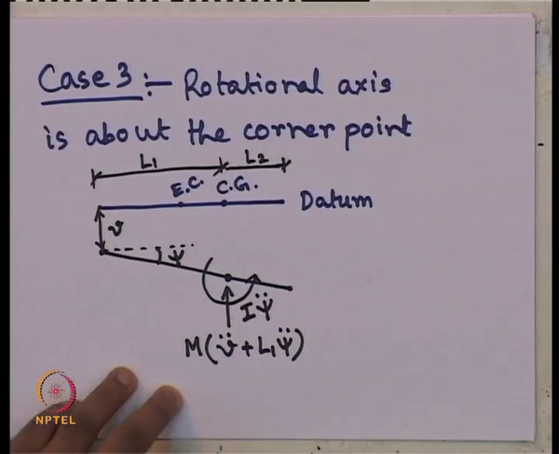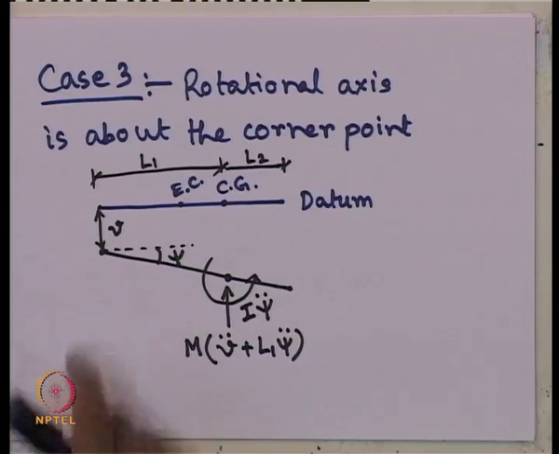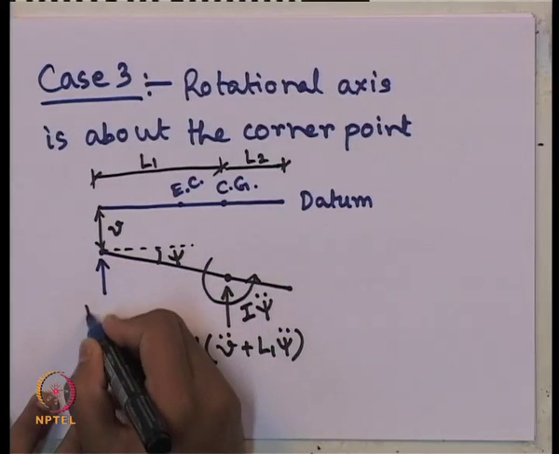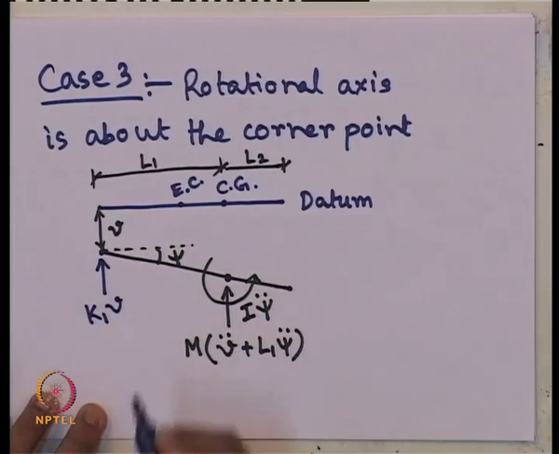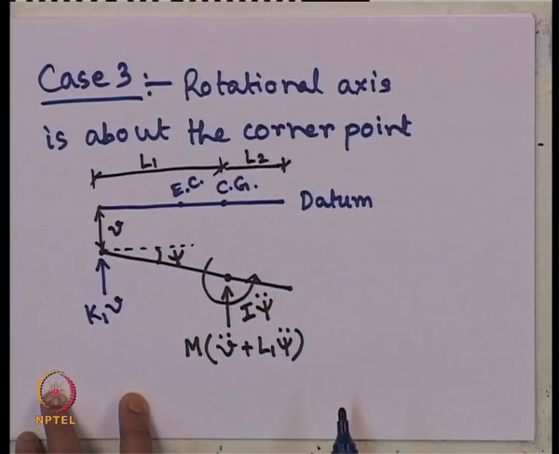Okay. And what are the spring forces? The spring force at this corner where K1 is connected is simply K1 times small v, because v is the vertical displacement of the spring.